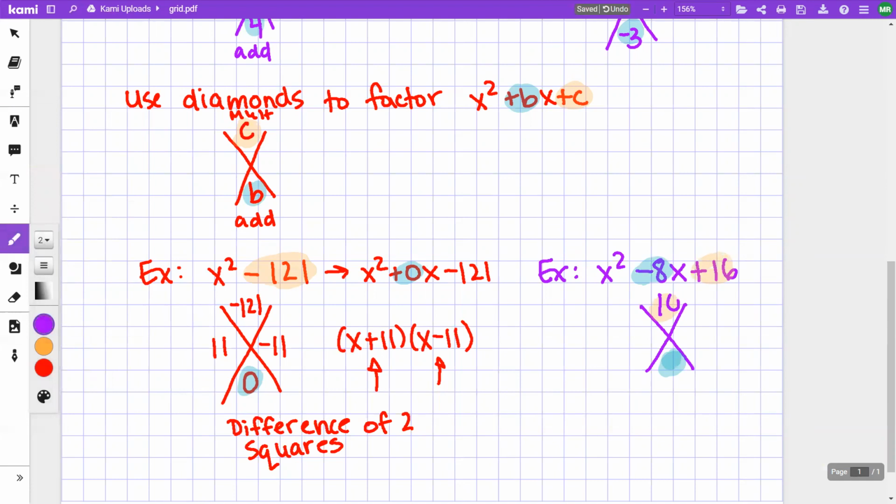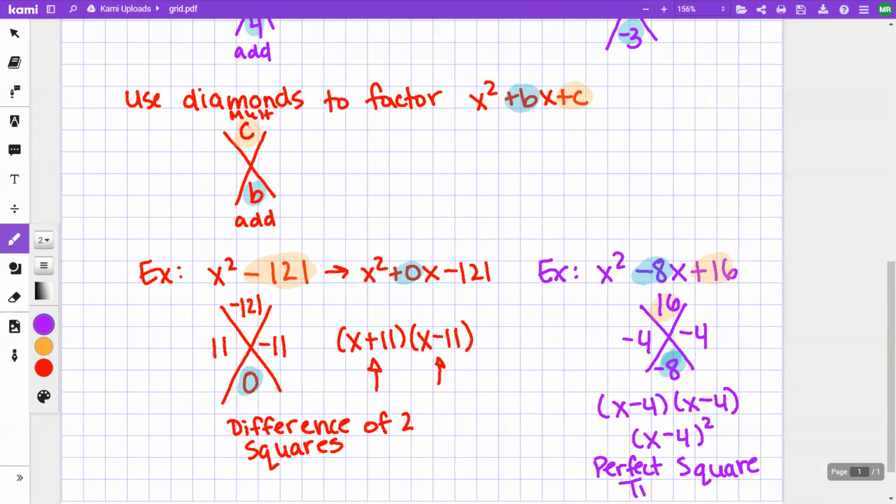So I'm trying to figure out what multiplies to a positive 16 and adds to a negative 8. Now, what multiplies to a positive and adds to a negative is going to be two negatives, okay? I have to have two negatives. And this is going to be a negative 4 and a negative 4. And we can write this answer as x minus 4 times x minus 4, or we can write this as x minus 4 squared. And this down the road is going to be called a perfect square trinomial. And we're going to learn how to do these without doing these diamonds down the road. But for right now, we're going to use this method.